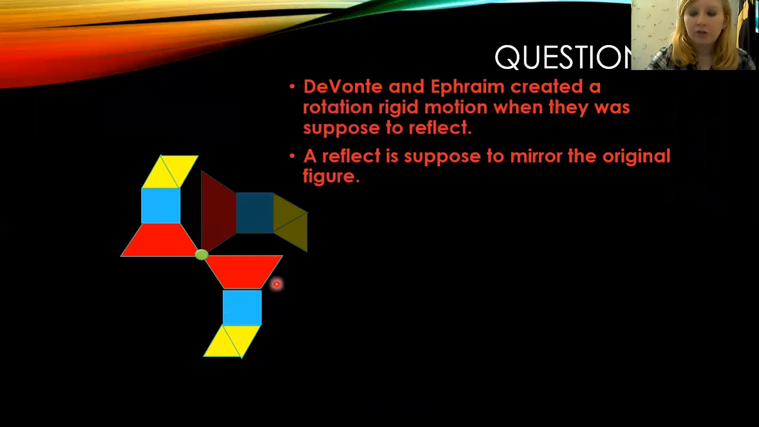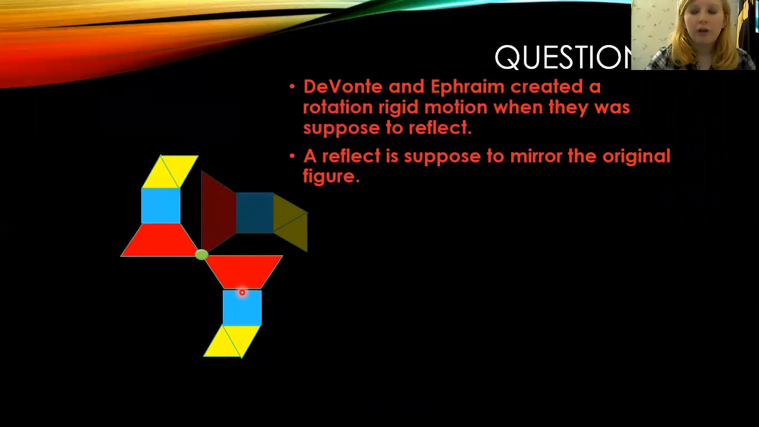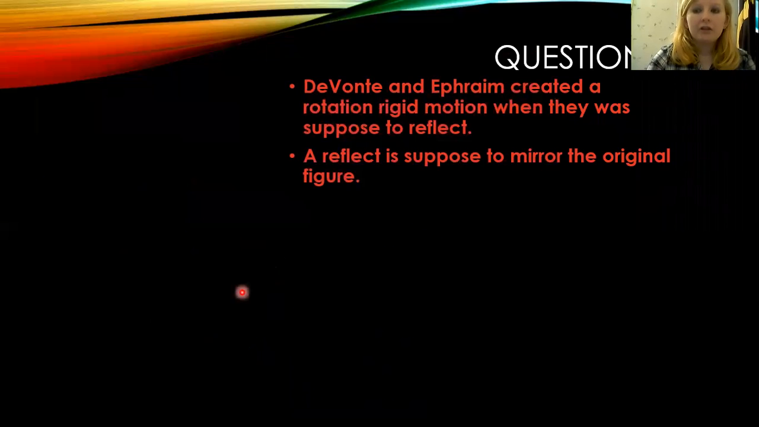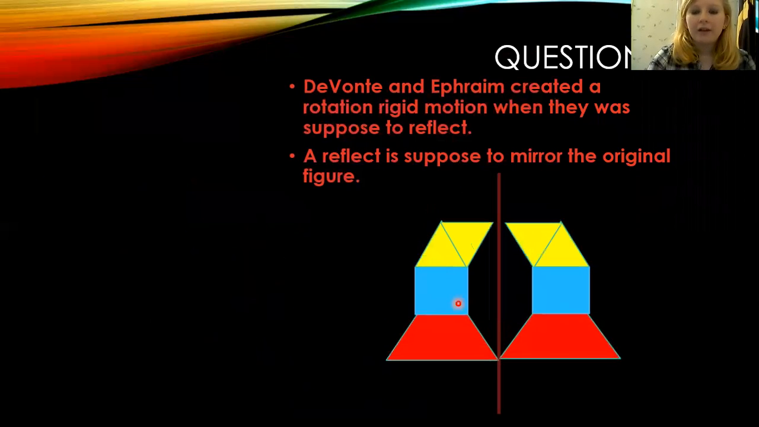This is their figure. So what they did was rotate the original figure all the way around, which is not correct in this situation. What they needed to do is draw a line next to the original figure and flip that figure to create the mirror image. This would be counted correct.